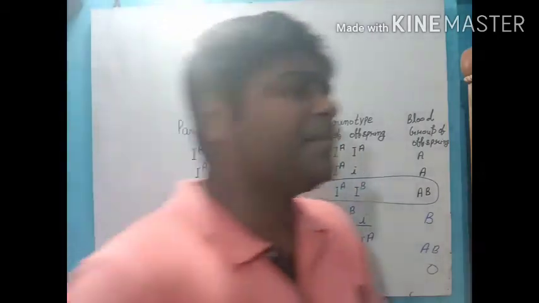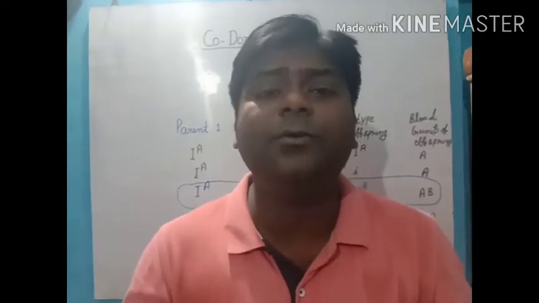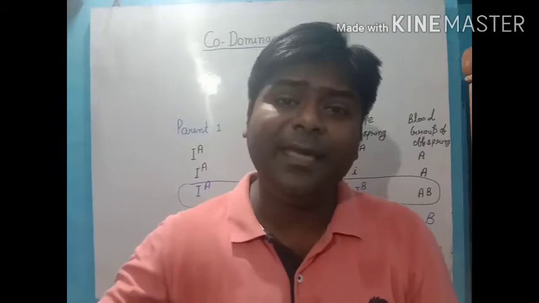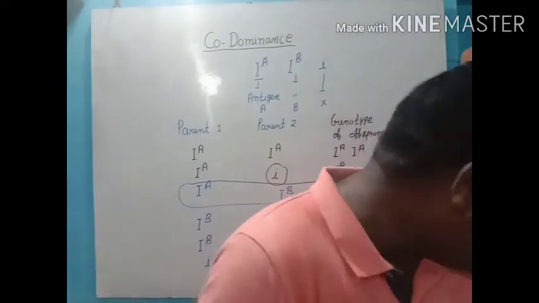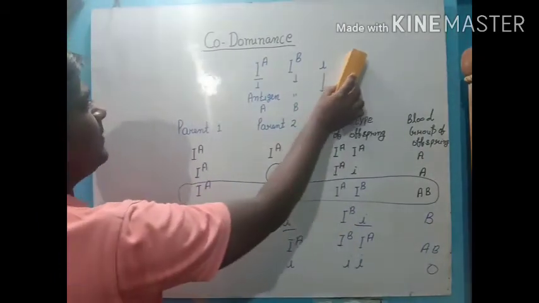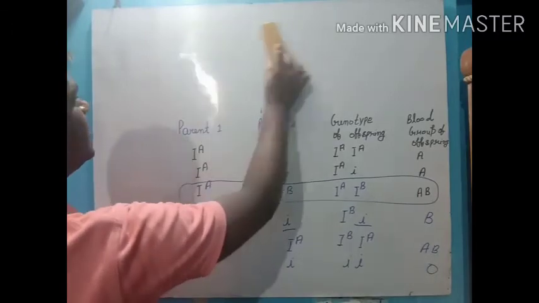Now when we focus on the probability method in genetics, you have to calculate the probability of inheritance of the blood group. Let's take one example. I am explaining it to you. Try to focus on that one. Codominance I explained to you.